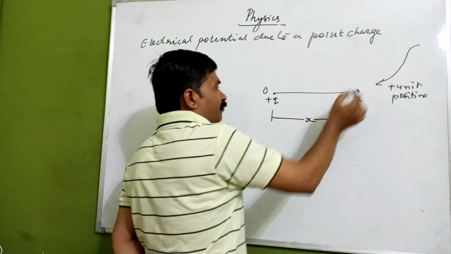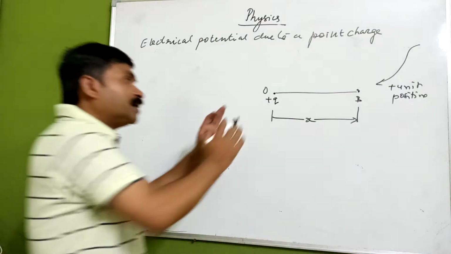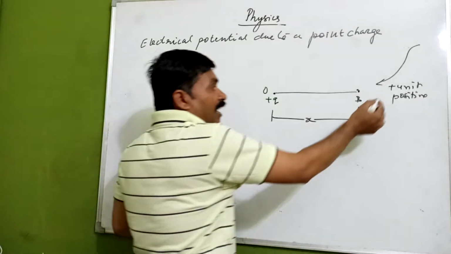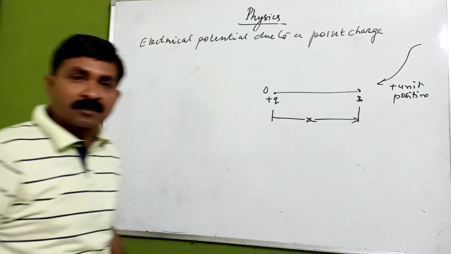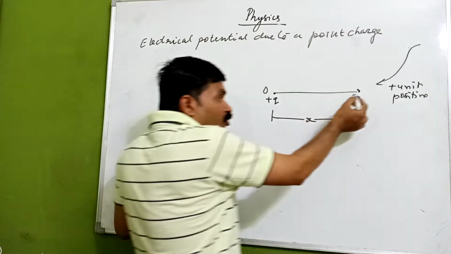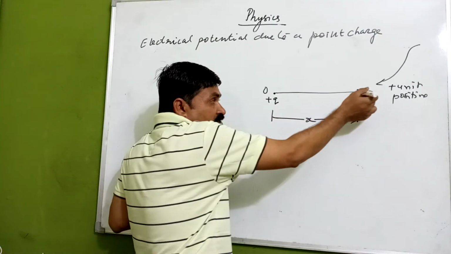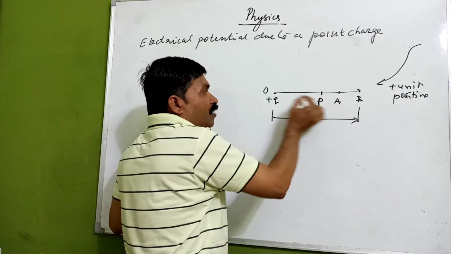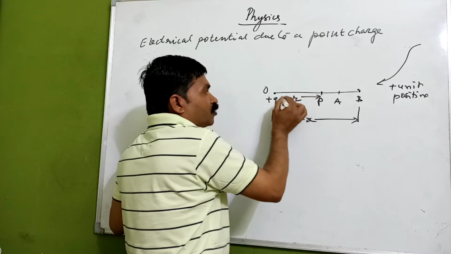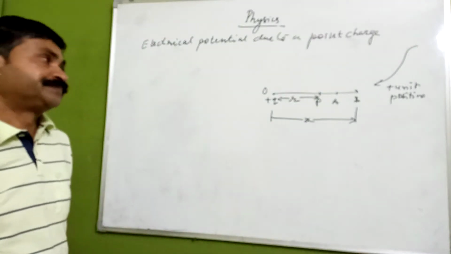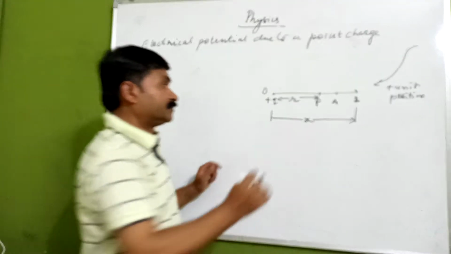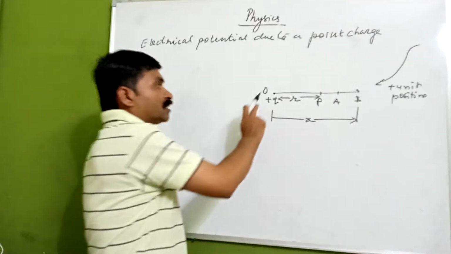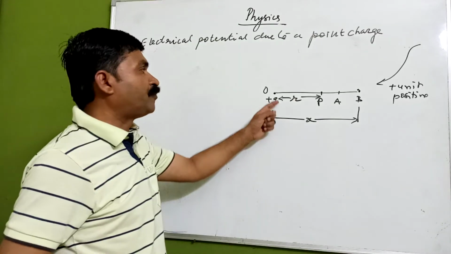Now when we talk about the positive charge, there will also be an electric field. And when there is an electric field and we are bringing a unit positive charge, definitely we have to do some work. If we are bringing this charge from here to say at A, we want to bring this charge up to a point P, where the distance which we have taken is R, which is R distance away from the positive charge.